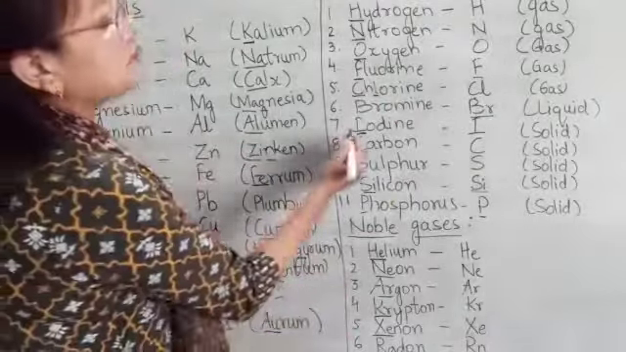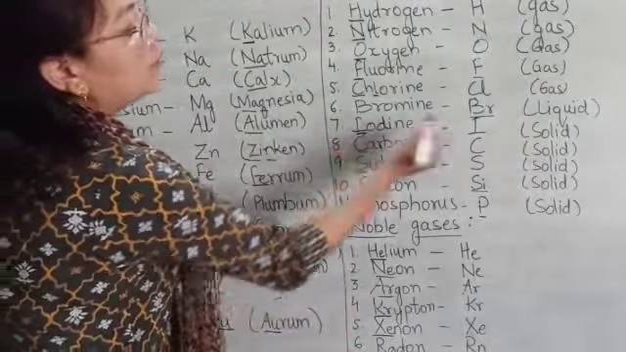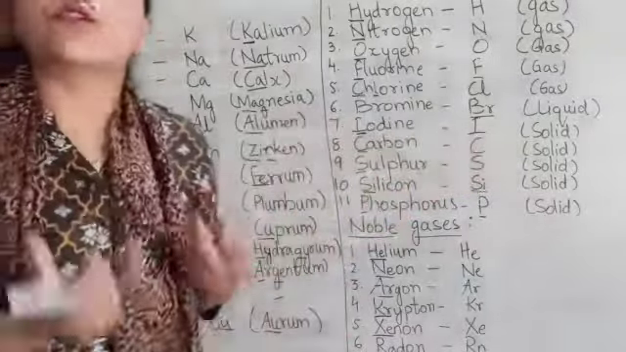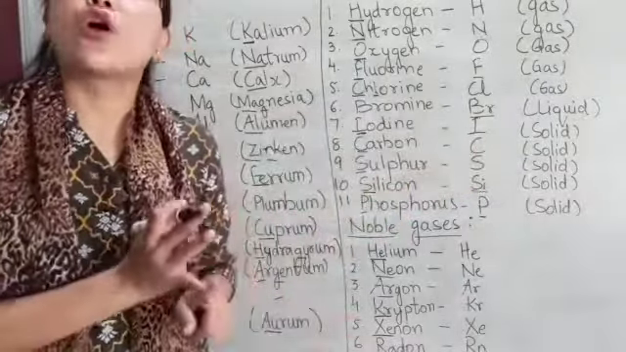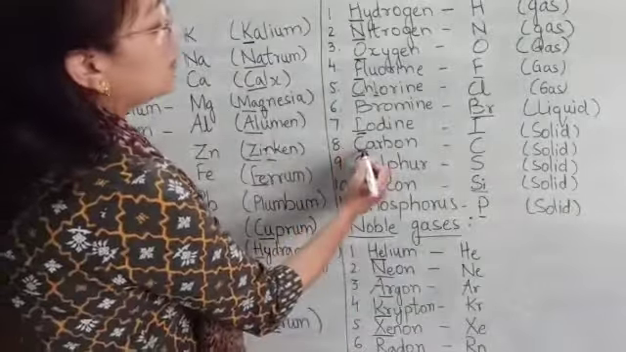Then comes iodine. The symbol of iodine is I. Iodine is a solid, and it is present in common salt. Then comes carbon.